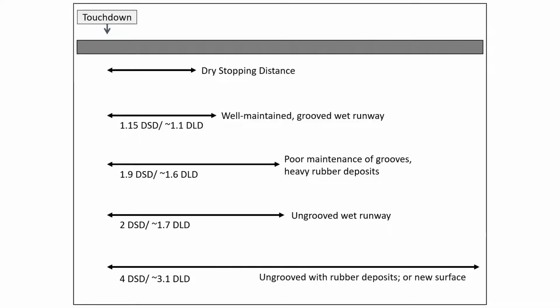And what if we compound some of these factors, an ungrooved runway with rubber deposits or a brand new surface where there's still a very slick surface texture? Then the FAA says in some cases, we could experience up to a 4x increase in dry stopping distance. So we have one number. Okay, when we look at our AFM and we look at our advisory information for our wet runway number, we don't have different wet runway numbers for grooved or ungrooved runways, for a good condition or a bad condition, right? We're just given one number. So this is where I say we start operating in a gray area.